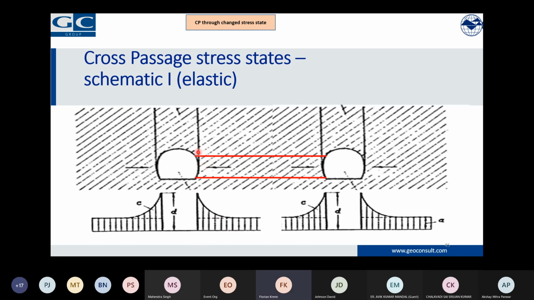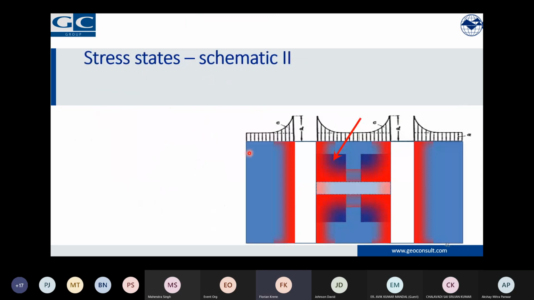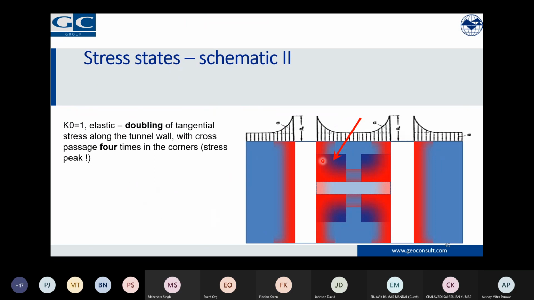If the material has been overloaded, we are going through rock mass which is not as good as it was before. And when we look at this in a sort of layout, this is now for a K-Note 1 elastic case. So whatever you can see right here would be double the initial stress.